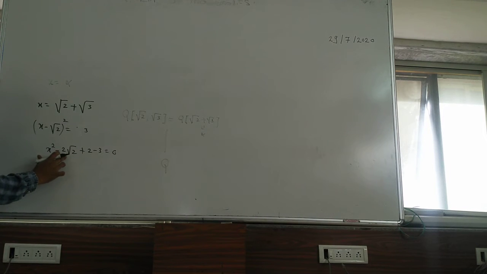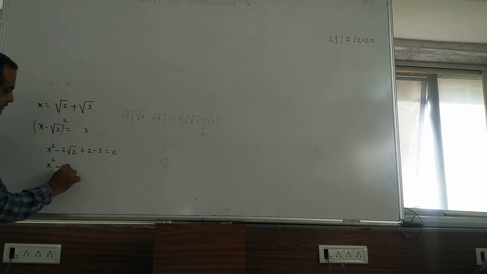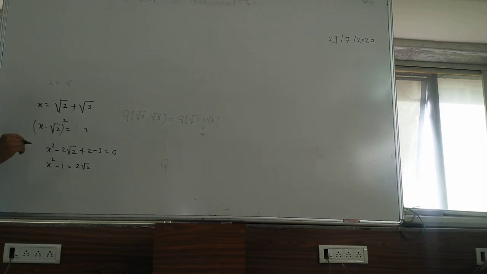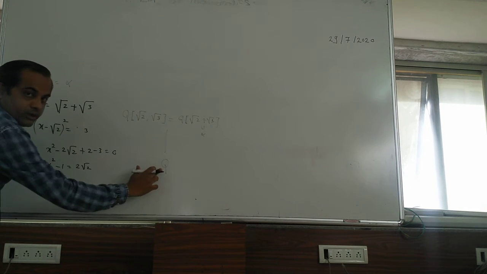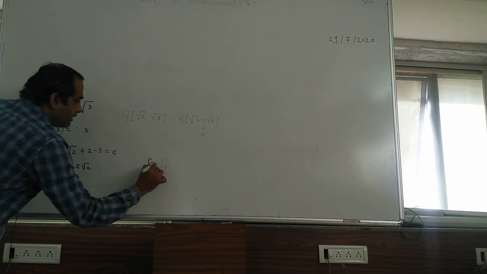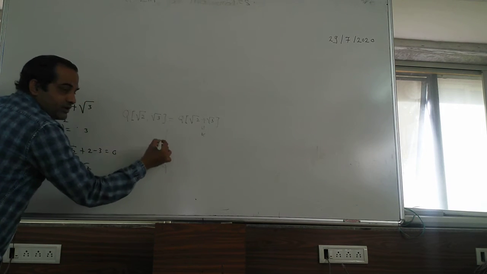Still root 2 is there. So take this one to this side. So 2 minus 3 minus 1, 2 root 2. Still root 2 is there because it is not a rational number. What we want? A polynomial over Q. Okay. Degree of extension. We have to find out degree of extension.